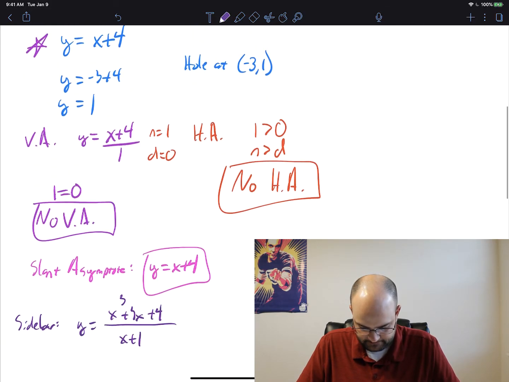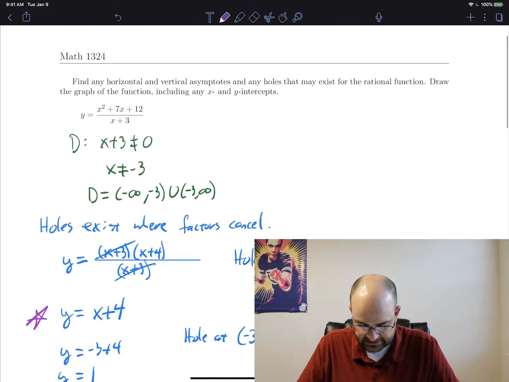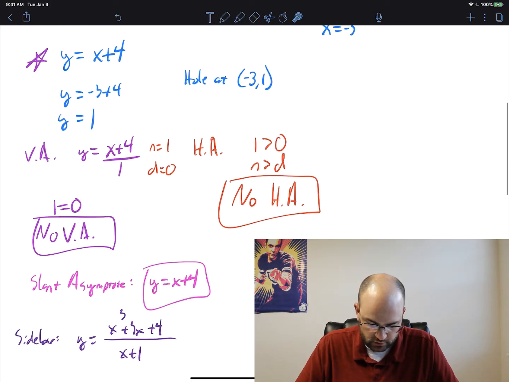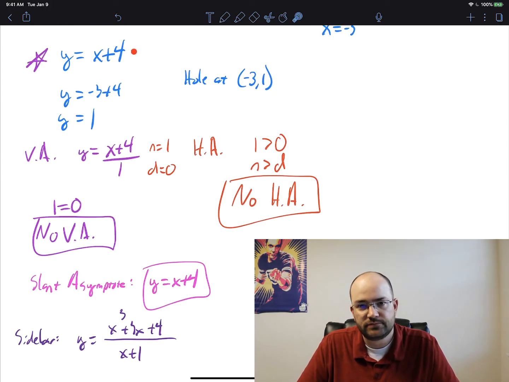Awesome. And then, of course, x-intercepts would occur where your simplified form equals 0. In other words, x equals negative 4. And then your y-intercept occurs where x is 0. In other words, y equals 4.